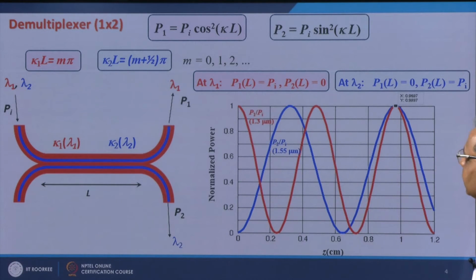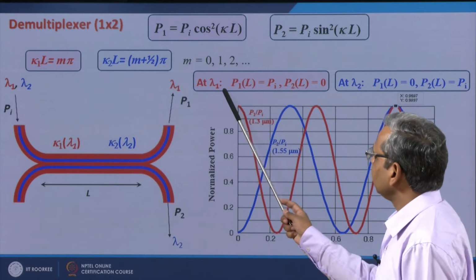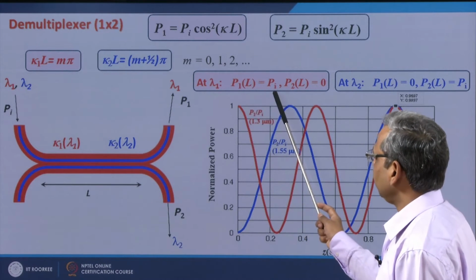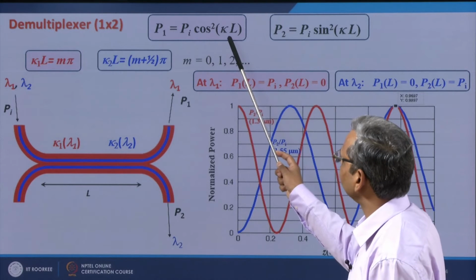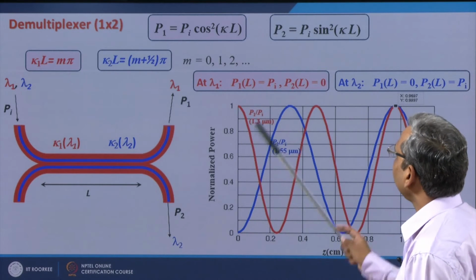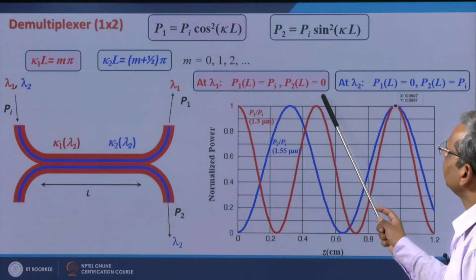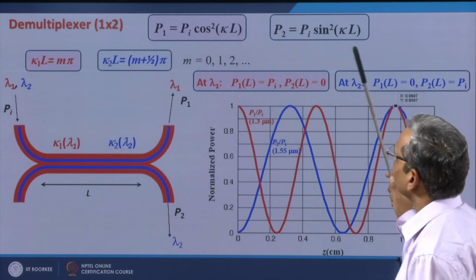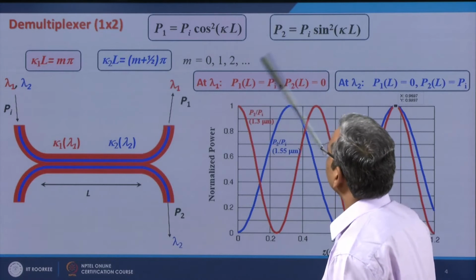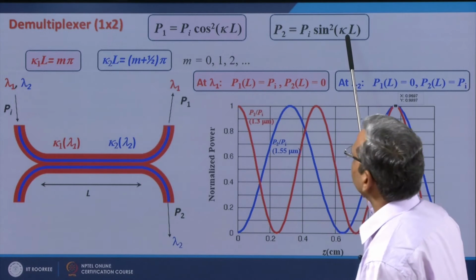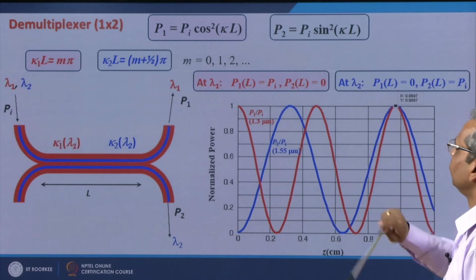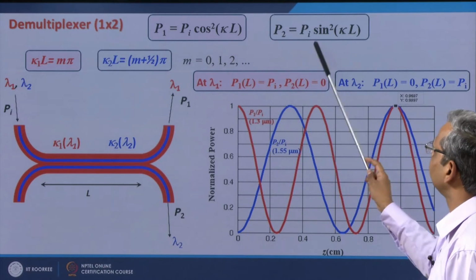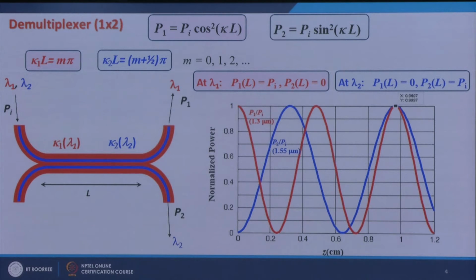In such a case, at wavelength lambda 1, P1L would be equal to Pi because kappa L is equal to m pi, and P2L would be 0 because kappa 1 L is equal to m pi, so P2 would be 0. So this would be P1 and this would be Pi and this would be 0 at lambda 1.